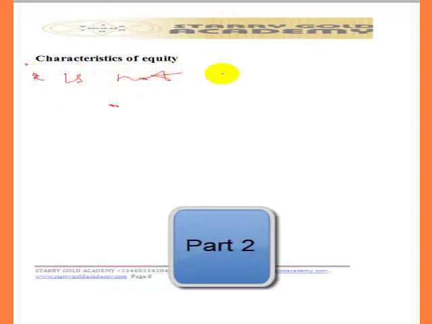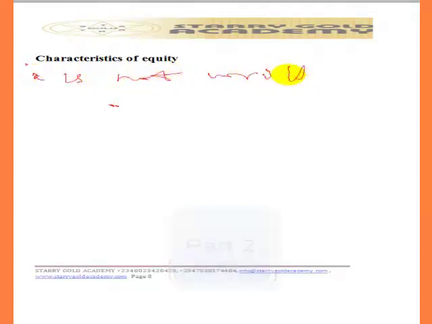Equity is not written. That means that it's not made by the parliament, so it's not a written law, and it's also case law. That means that equity is empowered, strengthened by the decision of the court.